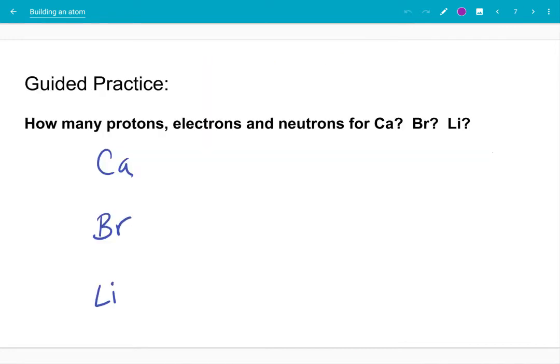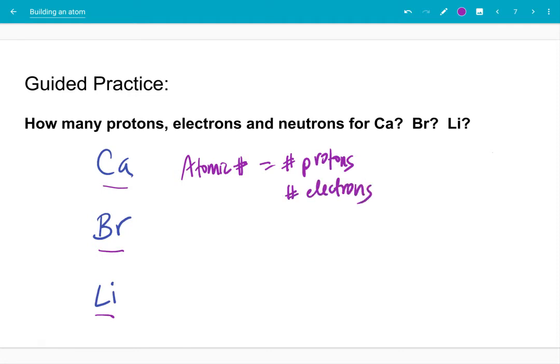So I want to make sure that you do know how to find the protons, electrons, and neutrons. For each of these elements, look up their atomic number, and you should do this on your own and check with the periodic table. That's going to be equal to the number of protons, and that will be equal to the number of electrons for it being neutral. Then, to find your neutrons, you're going to do your mass number minus your atomic number, and that will give you your number of neutrons.